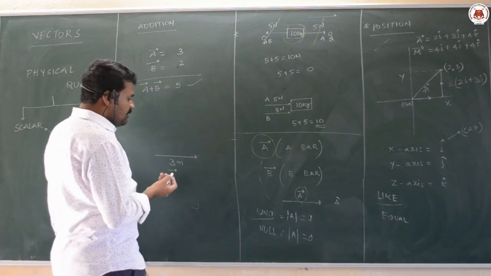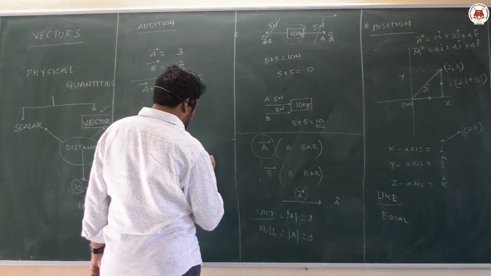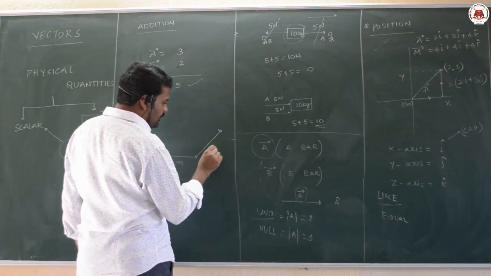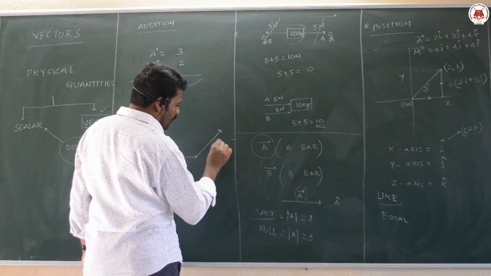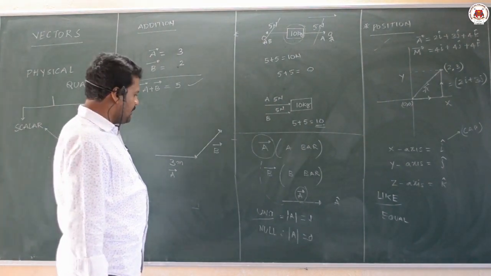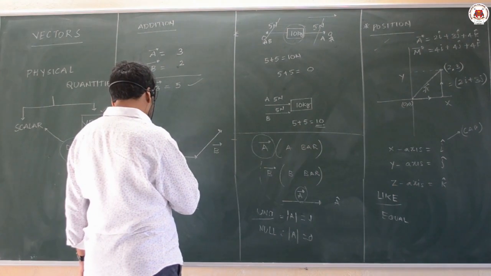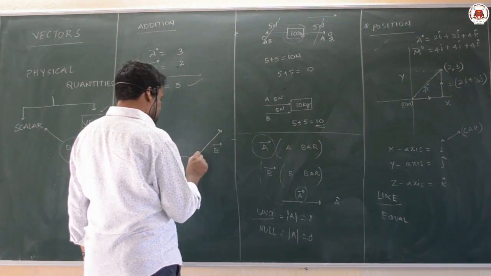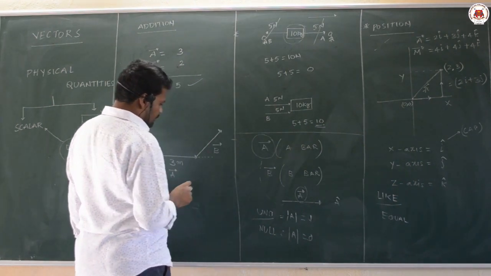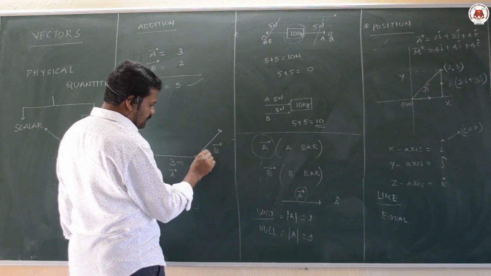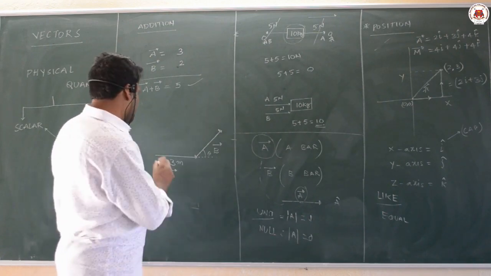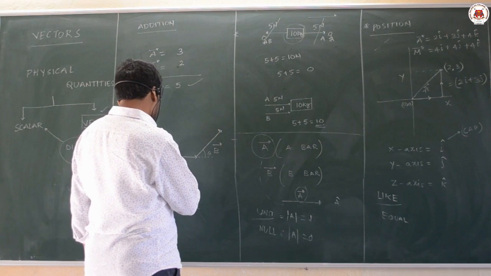Next, join the initial point of B with the final point of A and draw B. Okay, draw B. This is the angle between A and B.